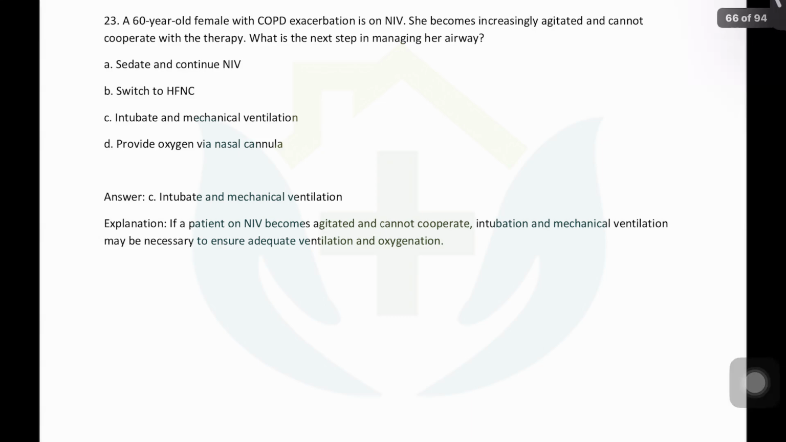The patient is still in distress. She is becoming increasingly agitated and cannot cooperate with the therapy. So what are the options? Do you still think that the patient can be sedated and continued on NIV? No. So this patient has to be intubated before some catastrophe happens. Okay.